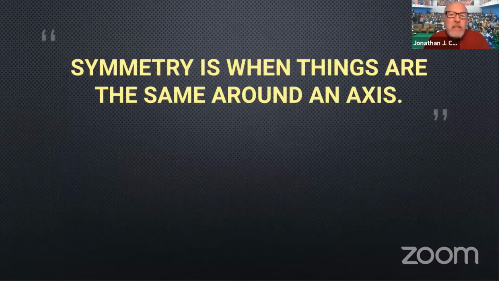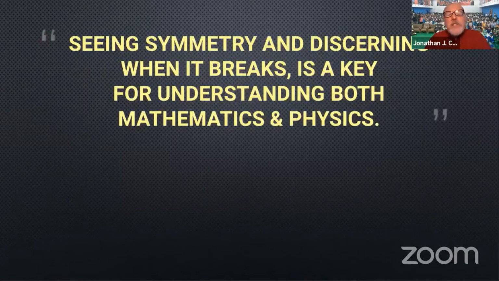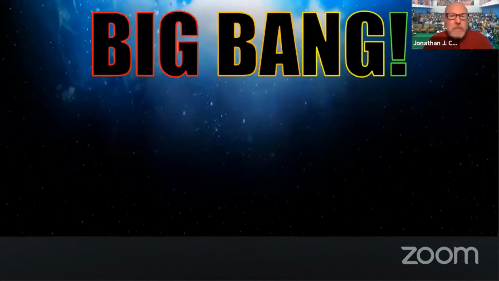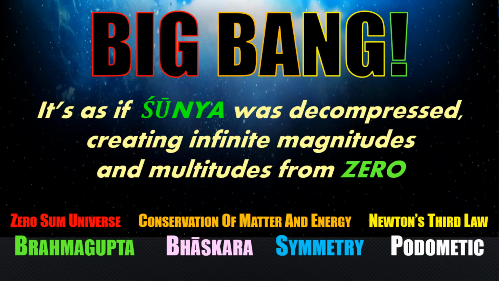So symmetry is when things are the same around an axis. Seeing symmetry and discerning when it breaks is key to understanding both mathematics and physics. If we consider the Big Bang, it's almost as if shunya was decompressed, creating infinite magnitudes and multitudes from zero. If we consider some aspects of physics, we've got the zero-sum universe, the conservation of matter and energy, and Newton's third law. And all of these aspects go into Brahmagupta, Bhaskara, symmetry, and Podometic.